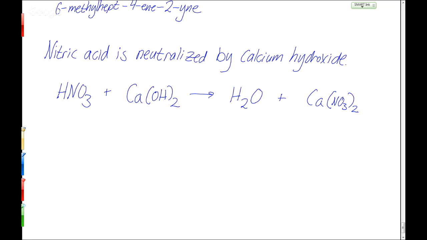All right, so then we got to balance it. So that's 2 of these and 2 of these. But the key to doing this, besides knowing the formulas of the starting materials, is recognizing that neutralized means forming water.